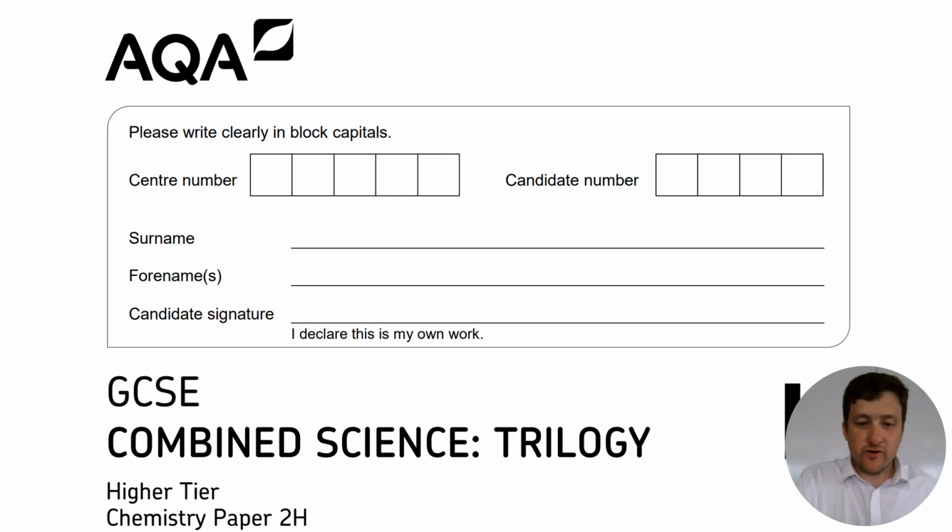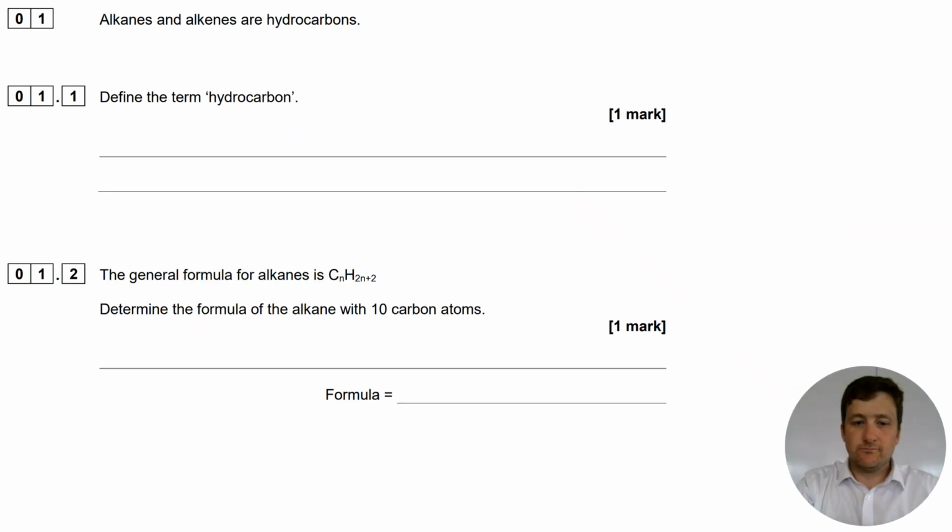Okay, so we have the Chemistry Paper 2 Higher Combined Science Trilogy this time. Okay, alkanes and alkenes are hydrocarbons.